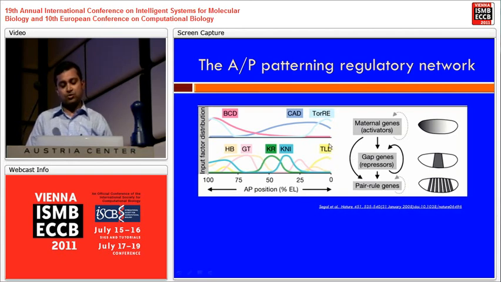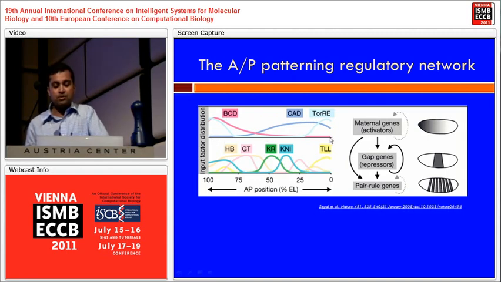And let me explain it to you in the context of the regulatory network that we studied, which is the anterior-posterior patterning network. This is the series of regulatory processes that result in segmentation of the Drosophila embryo. And the regulatory network consists of several transcription factors.